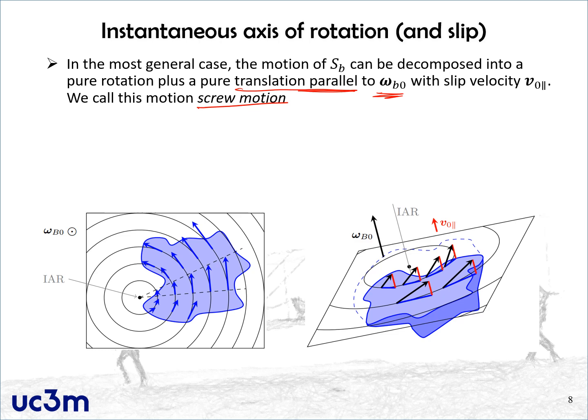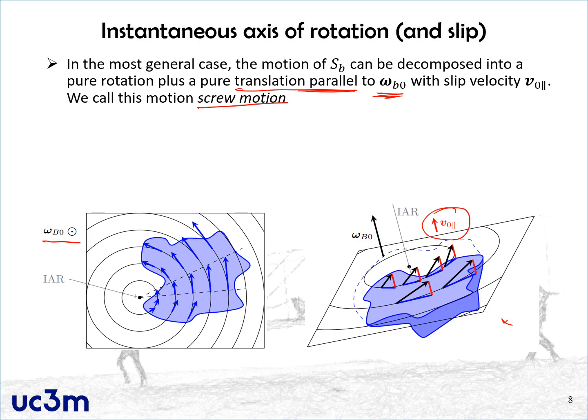So what does it look like? Well, in essence, if we look at it in the direction perpendicular to omega, like in here, we just see the rotational part. So again, we have an instantaneous axis of rotation, and all the points in the body are moving around it like that. But if we look at the motion from a different direction, this is what you have in the drawing on the right. What you see is that all the points, on top of doing that rotational motion, are translating in the direction parallel to omega with the same parallel velocity.